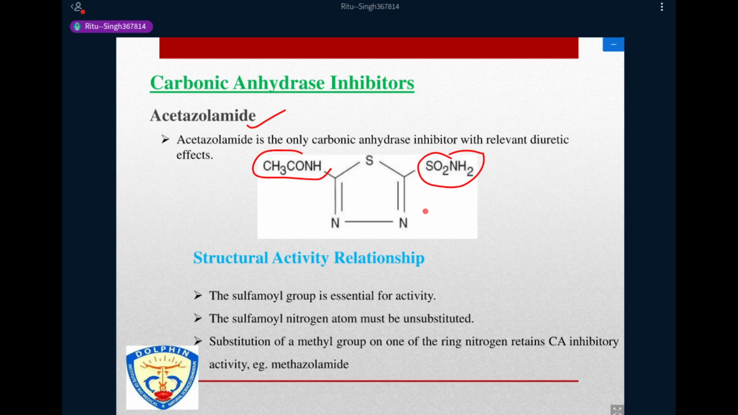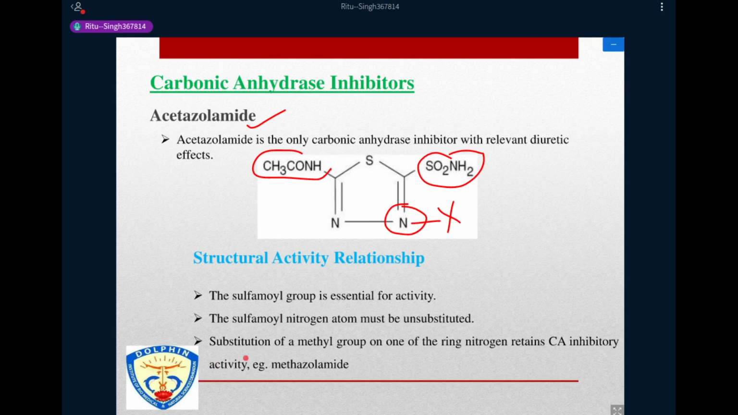The next point of structure activity relationship is related to the sulfamoyl nitrogen atom. At this sulfamoyl group, the nitrogen atom must be unsubstituted. So at this place, no functional group or other atom can be attached for the activity. This nitrogen should be free for the activity of the drug.